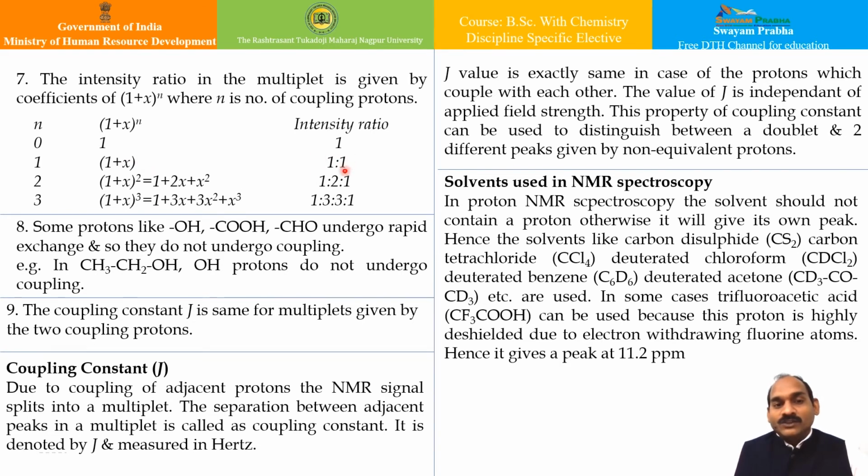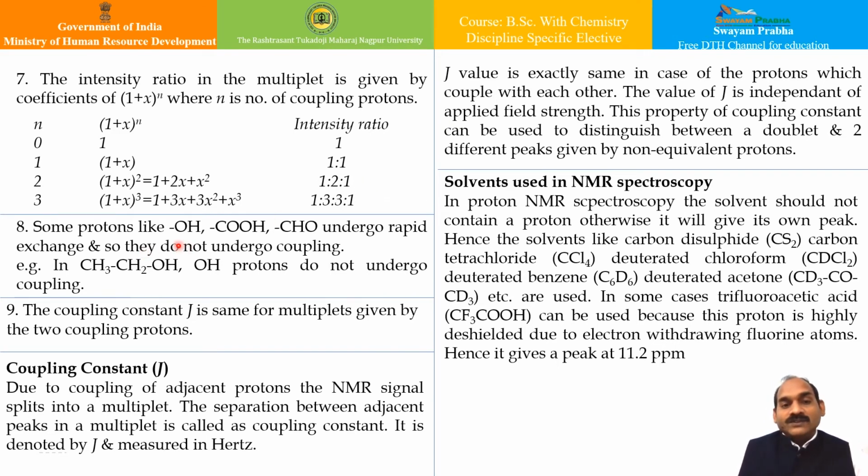Now, if you have one proton, you will have 1 plus x, and therefore the ratio of this multiplet will be 1:1. In case of 2 protons, you have 1 plus x to the power 2, and it will give 1:2:1 intensity ratios. In case of 3 protons, it will give 1:3:3:1. Likewise, you can go on. In case of 4, you have 1:4:6:4:1 kind of intensity ratios. That way, this Pascal triangle will help us in understanding the intensity ratios of the multiplets.